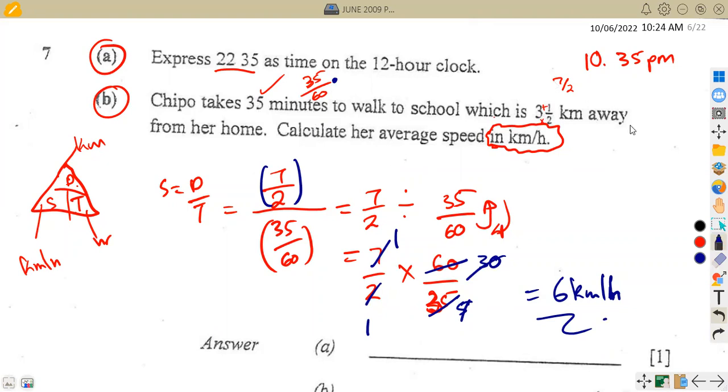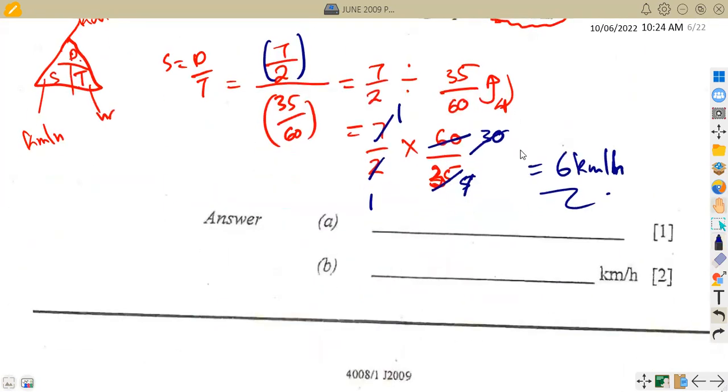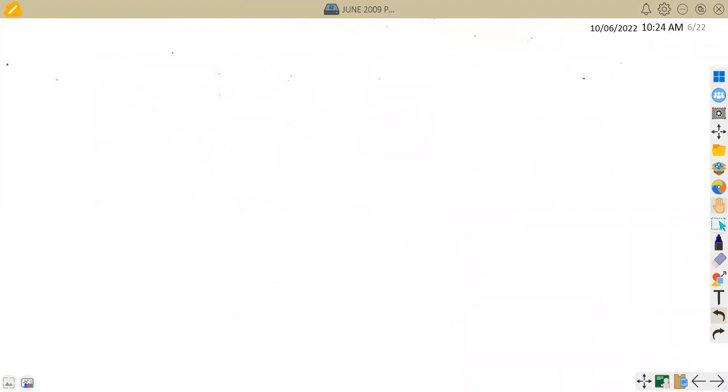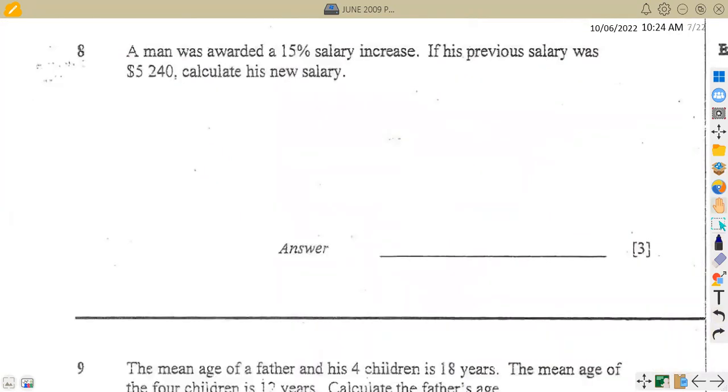It's not about just the information that you have. You just have to write as it is. Take note about the units. The conversion of units is very, very important.